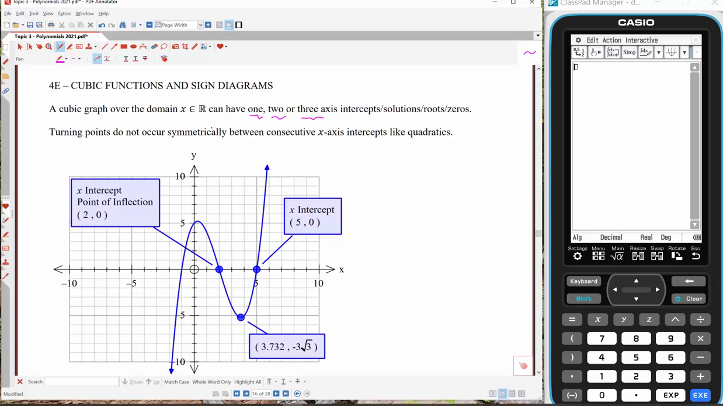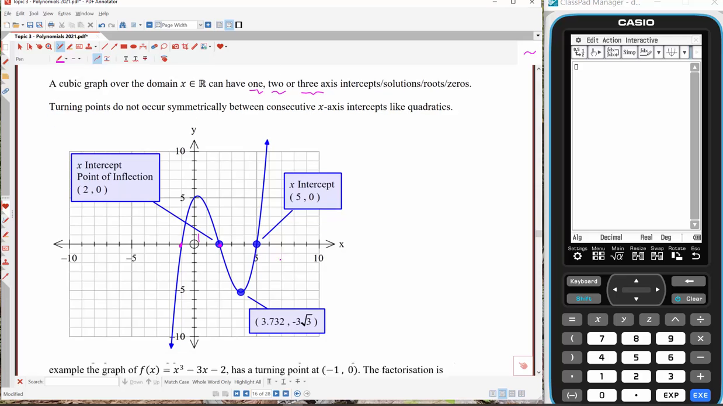intercepts. So it's always got at least one. Turning points do not occur symmetrically between consecutive x-axis intercepts like quadratics. What's that saying? Basically it means that if you've got an x-intercept there and there, the turning point here, although it looks like it, is not perfectly in the middle of these 2 points. So it usually leans closer to either this point or this point. Can be hard to tell, sometimes I get it wrong.